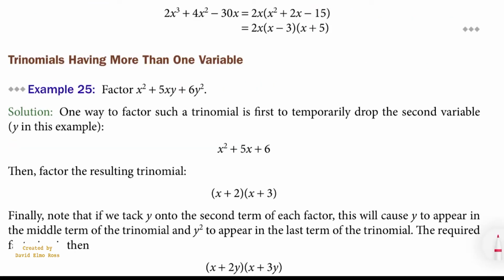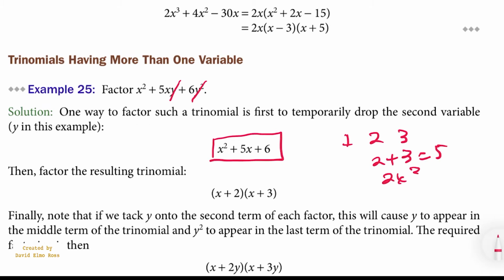Sometimes you're asked to factor trinomials that have more than one variable, such as this one here, where we're asked to factor x squared plus 5xy plus 6y squared. Now a trick that you can use is to temporarily get rid of everything in y, and what you'll end up with is this equation. Now the factors of 6 are 1, 2, and 3. I think you can see that 2 plus 3 is going to give you the 5, and 2 times 3 is going to give you the 6. So that's why we have this factored as this.